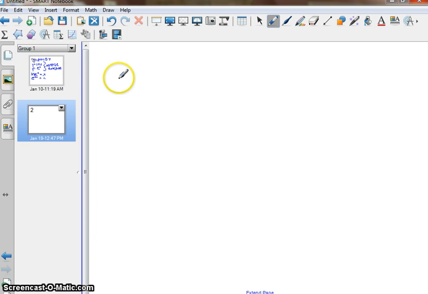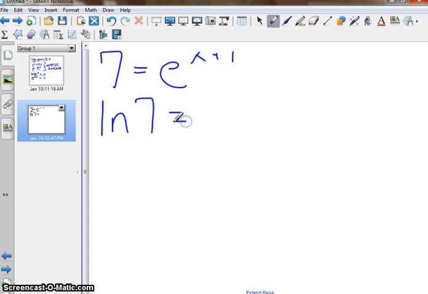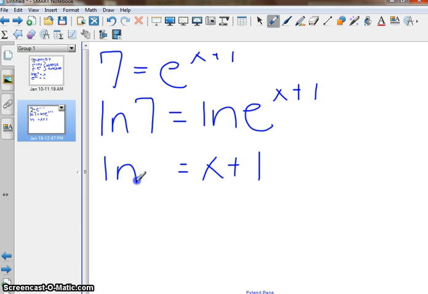Now let's just review for a second how you solve different problems involving e to the x. For example, if I have 7 equals e to the x plus 1, and I want to solve for x, I will take the natural log of both sides. So I'll say natural log of 7 equals the natural log of e to the x plus 1. The reason I do that is because natural log of e raised to x plus 1 is just the same thing as x plus 1. That will equal natural log of 7, and then you subtract 1, so the natural log of 7 minus 1 will equal x. So hopefully you remember that from your pre-calculus class.